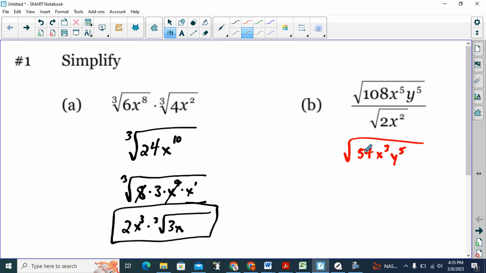We're looking for a factor of 54 that's a perfect square. 27 is a perfect cube. 27 times 2, 9 times 6. 3 divided by 2 does not come out even. We're going to split up x cubed into x squared and x. 5 divided by 2 also does not come out even. We'll split that up into y to the 4th times y.